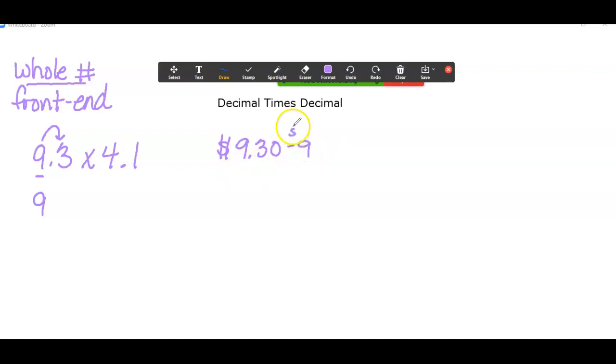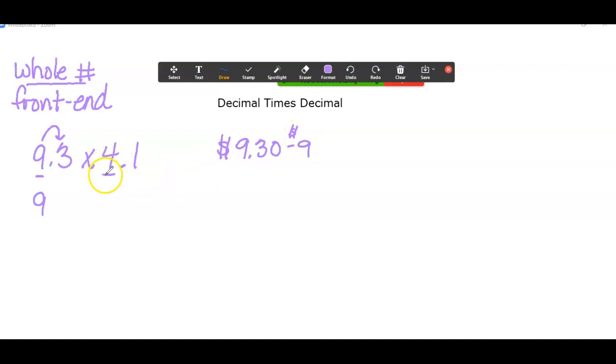Okay. So the first problem I have is 9 and 3/10 times 4 and 1/10. What I want to do is round to my whole number. Okay, so I see that there's a 9 in the ones place. I look next door, and since this 3 is less than a 5, I'm going to round this to 9. Remember you can think of that as money. If I have $9.30, that's much closer to $9 than it is to $10.